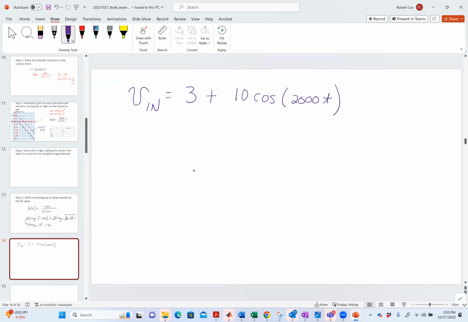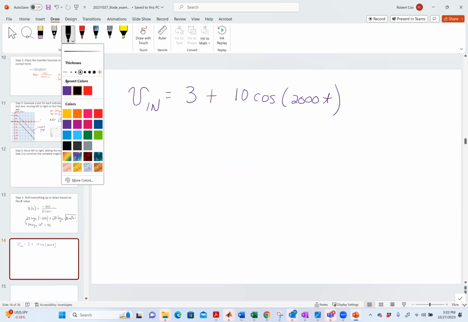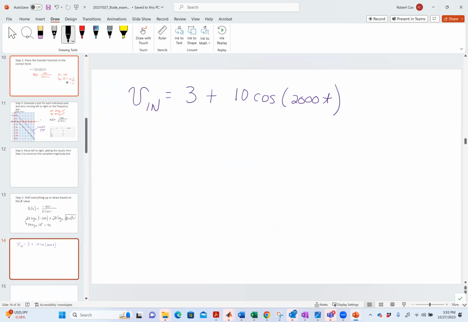All right, so I got this guy, and I want to shift back to black. V in is 3 plus 10 cosine 2000 t. So this is two sine waves, isn't it? What frequencies do they have? 0 and 2000. This one is DC, so his frequency is omega equal to 0. His frequency is omega equal to 2000. I want to figure out the amplitude of the output at those two frequencies.